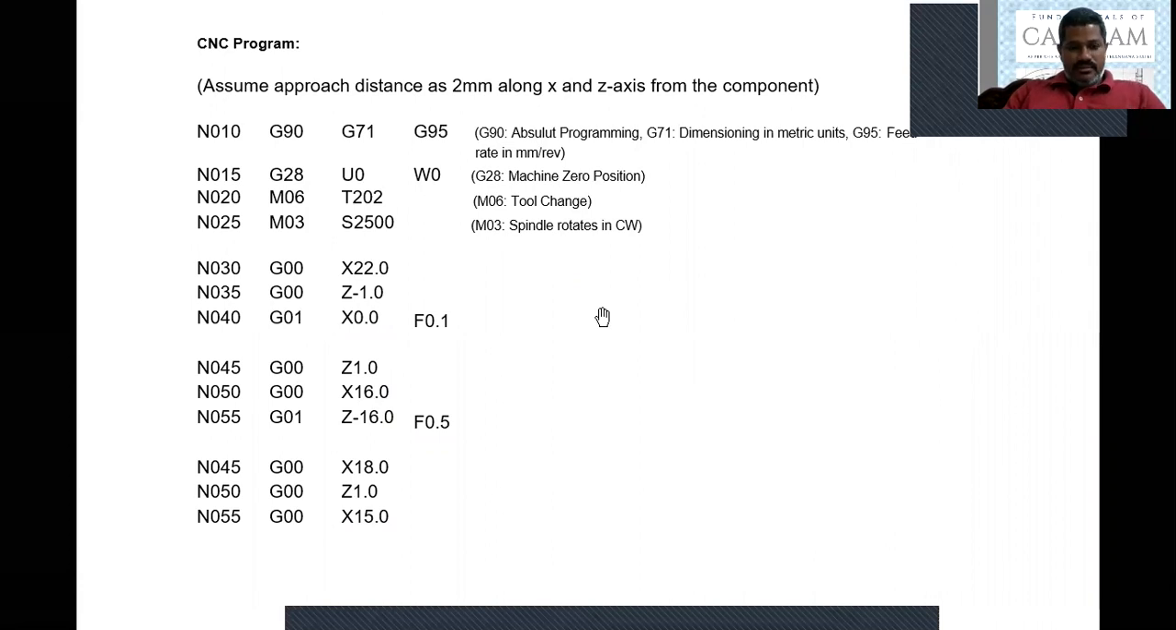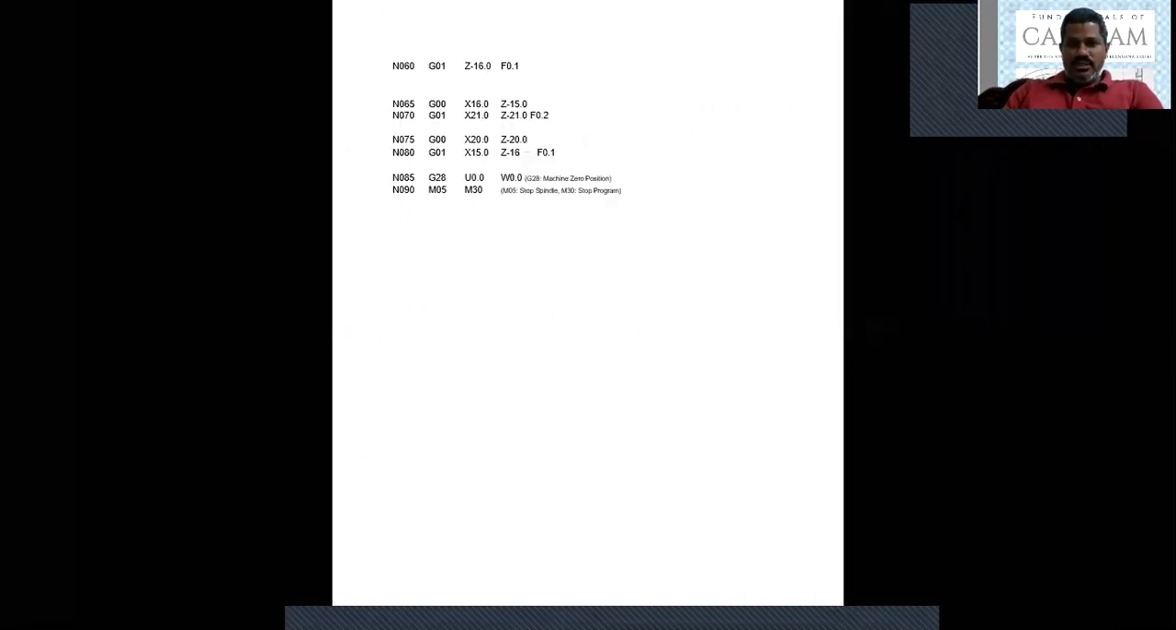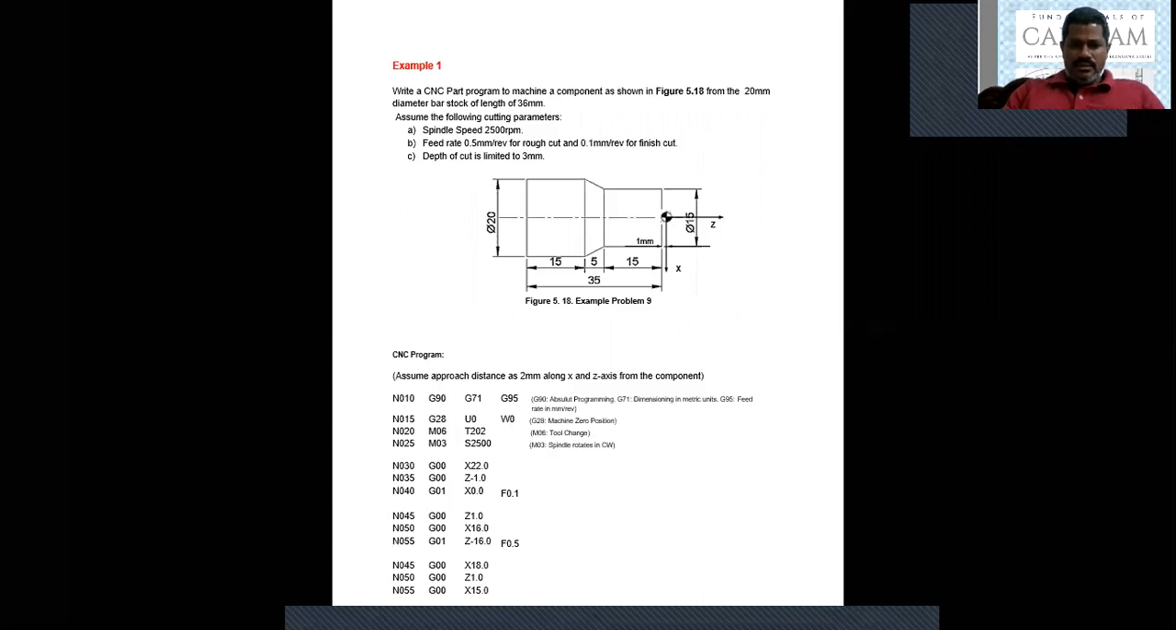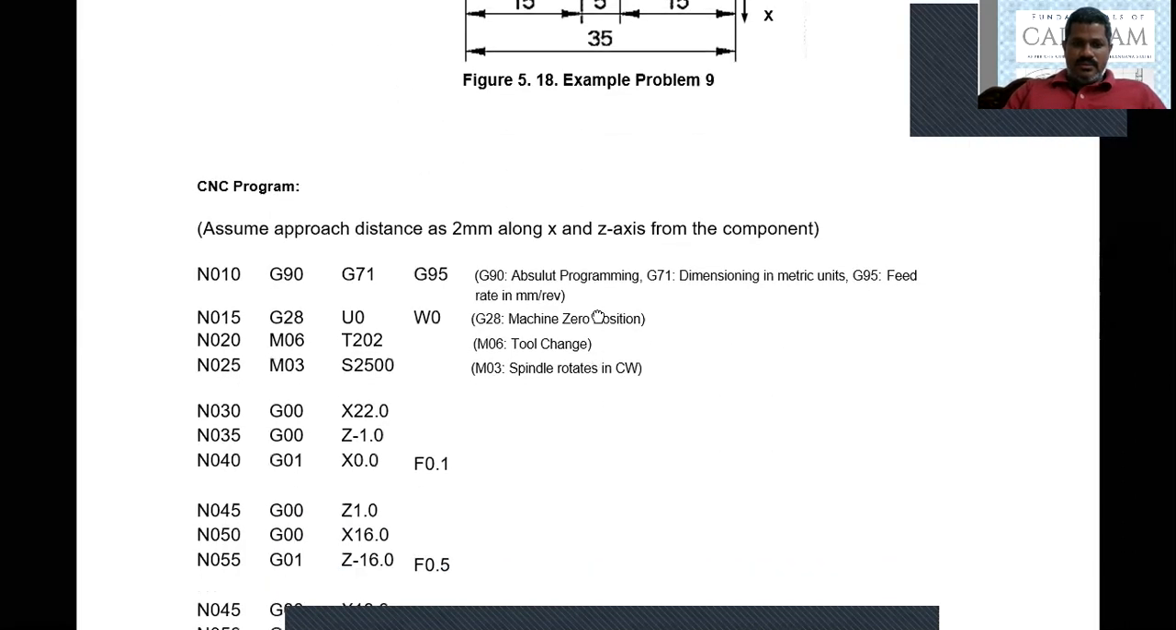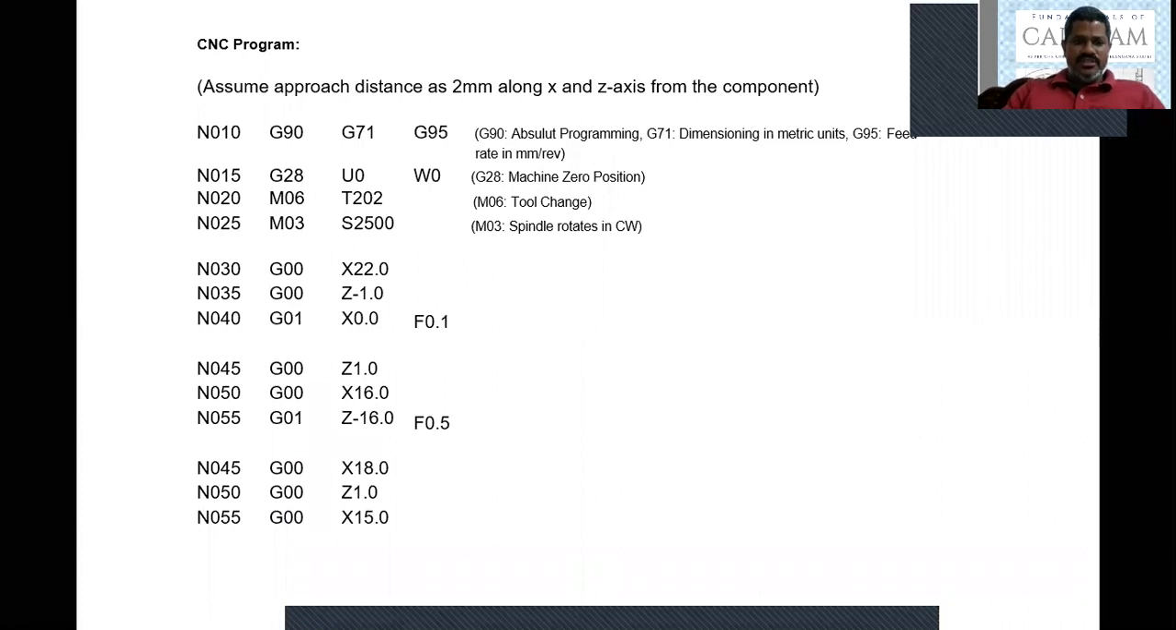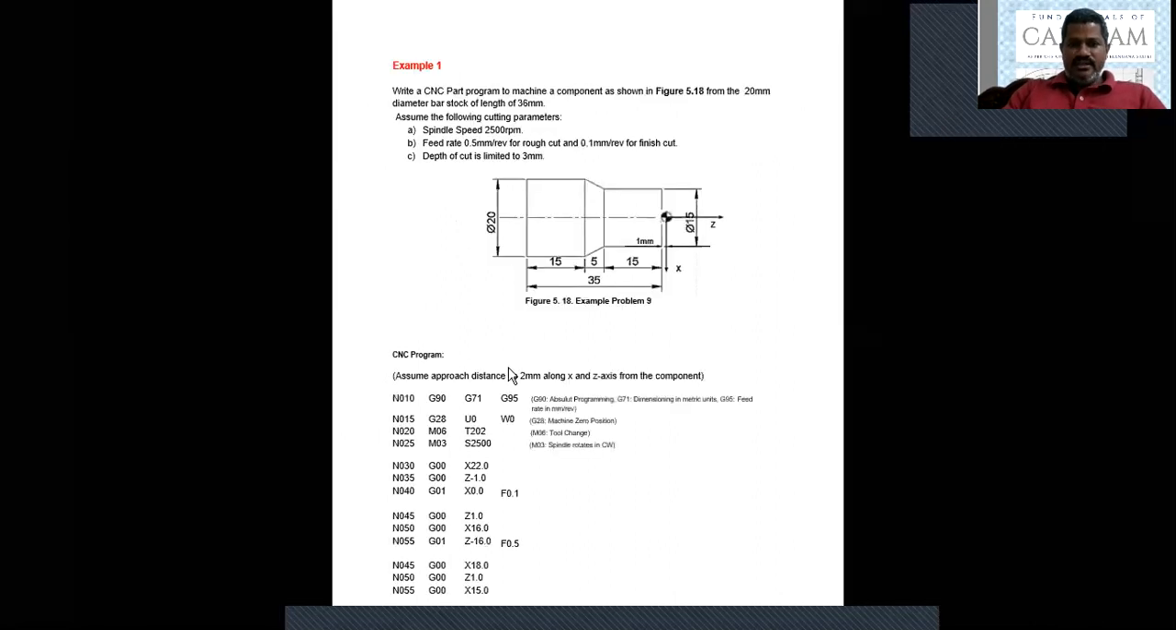So we have the other program also. Okay. Then we reduced the diameter, this is the facing operation. Then we have reduced from 20 to 16, then 16 to 15 we have reduced here. So now our tool is exactly at this location, 15. So we have reduced to 15. The X coordinate is 15 and the Z coordinate is minus 16.